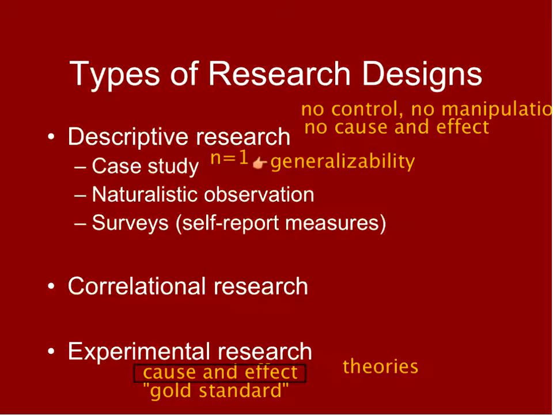So on a test question, I might describe somebody doing a case study and say, what's that thing that they're doing in this study? And you'd have to choose case study as the correct answer choice. All right, naturalistic observation is a second way of doing descriptive research, and it involves doing observations in the natural, real-world environment. That's what naturalistic observation is. Doing observations in the natural, real-world environment.